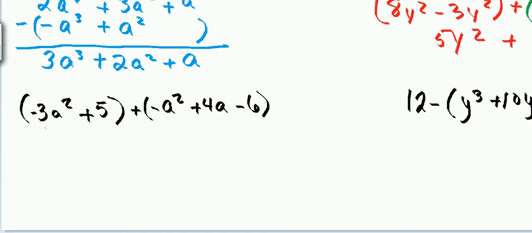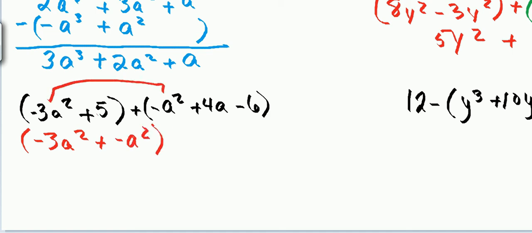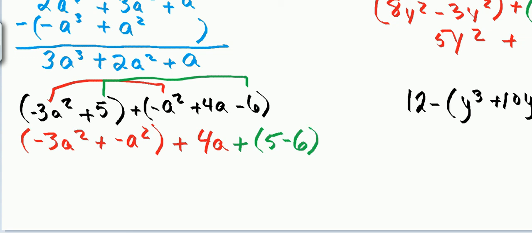Here I have negative 3a squared plus 5. Let's use the horizontal method this time. So I have negative 3a squared plus negative a squared. That's my first terms. And then I have just a 4a with no matching term. And my last term is 5 and negative 6. So plus 5 minus 6. Here I end up with negative 4a squared plus 4a and minus 1.